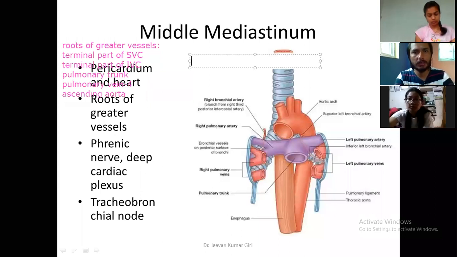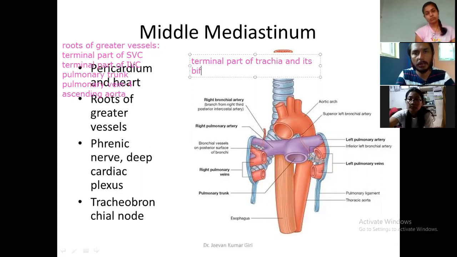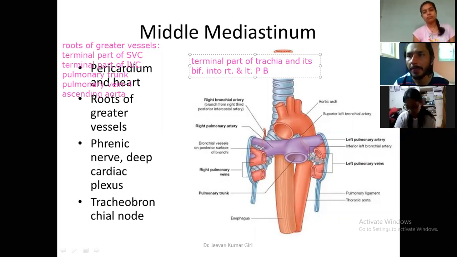So the terminal part of the trachea and bifurcation into right and left principal bronchi. Just write it in full form, okay?